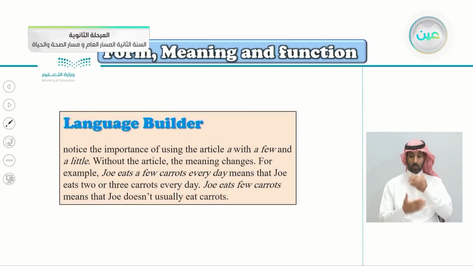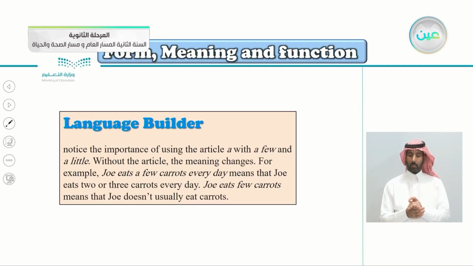Language builder here. Notice the importance of using the article a with a few and a little. We say a few, a little. So it's important to put the article a. Without the article, the meaning changes. For example, Joe eats a few carrots every day means that Joe eats 2 or 3 carrots every day. But when you say Joe eats few carrots every day, without the article a, it means that Joe doesn't usually eat carrots. So the article a has a huge effect on the meaning of the word.